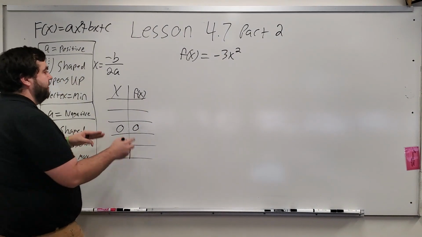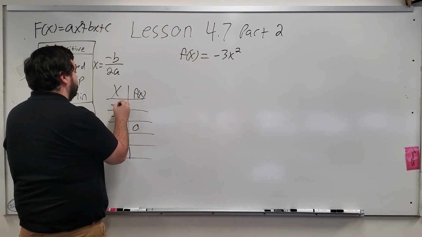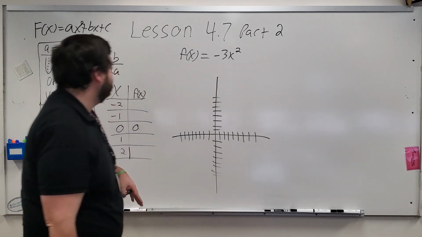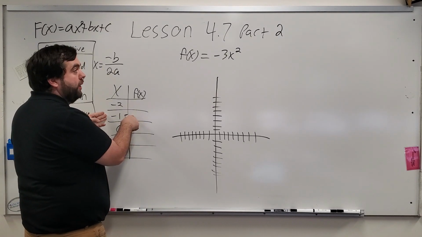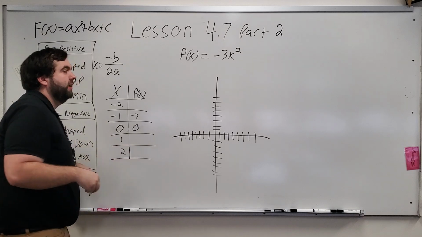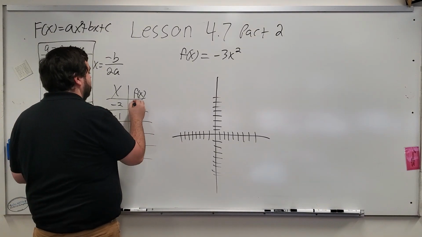Then I pick numbers for x. I'm going to do negative 1, negative 2, 1, 2. All right. So then I start plugging in my numbers. Negative 1 squared is 1 times negative 3, negative 3. Negative 2 squared is 4 times negative 3, negative 12.